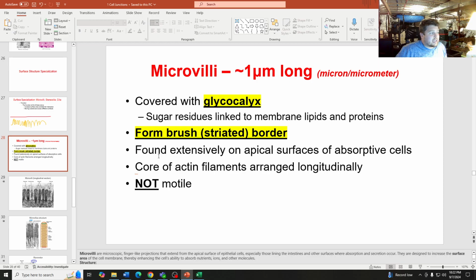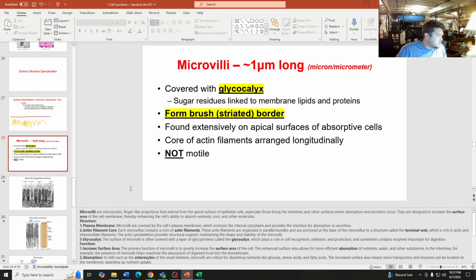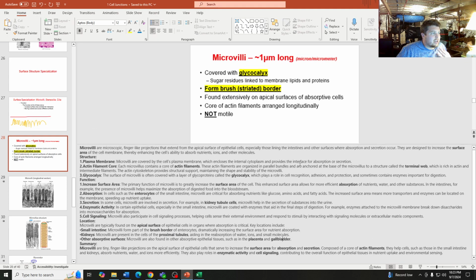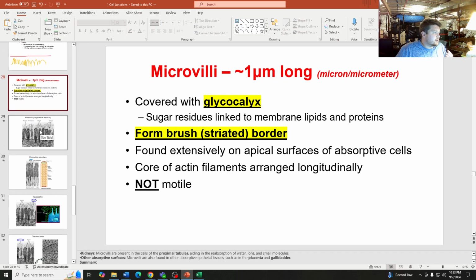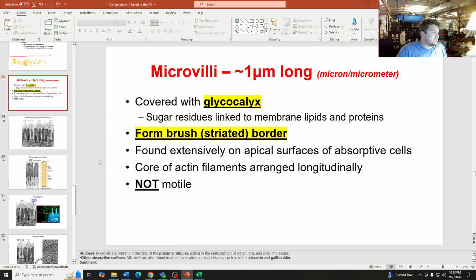They are found extensively on the apical surfaces of absorptive cells. So we think absorptive cells, big ones. Think about the intestines. Microvilli are big into the intestines. Again, I have a bunch more information down here. So small intestines, kidneys, other places like placenta, gallbladder, those kind of areas is where you're going to find the microvilli, especially small intestines. Other important things, they have a core of actin filaments arranged longitudinally, so lengthwise, and these are not motile, meaning they don't move on their own. They just kind of sit there and they sway.